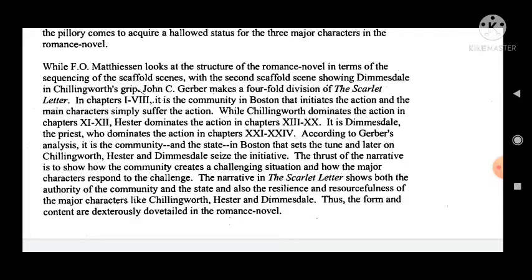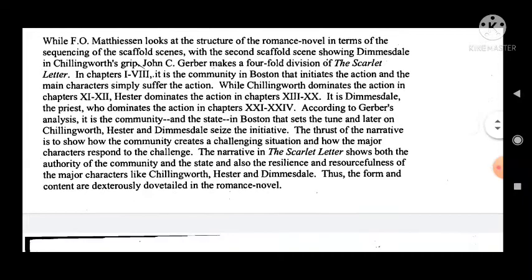John C. Gerber makes a fourfold division of The Scarlet Letter. In chapters 1 to 8, it is the community in Boston that initiates the action, and the main characters simply suffer the action. While Chillingworth dominates the action in chapters 11-12, Hester dominates the action in chapters 13 to 20. It is Dimmesdale, the priest, who dominates the action in chapters 11 to 14.